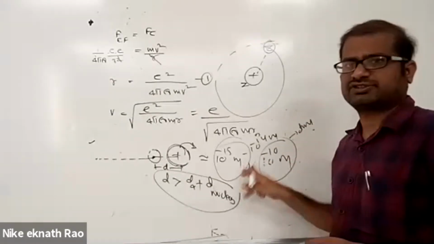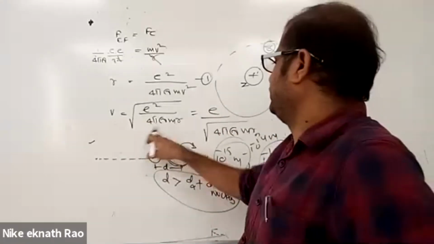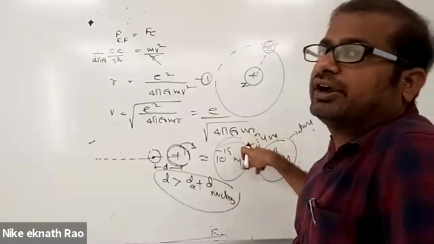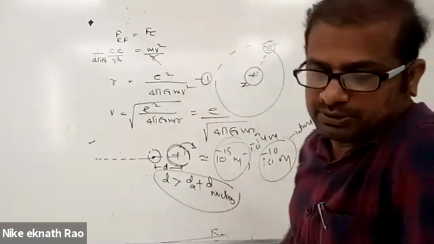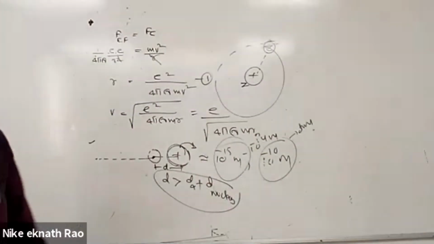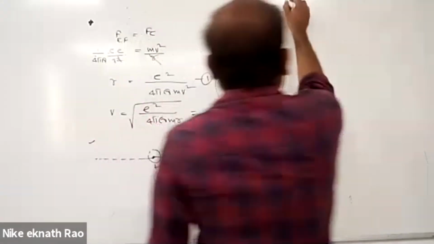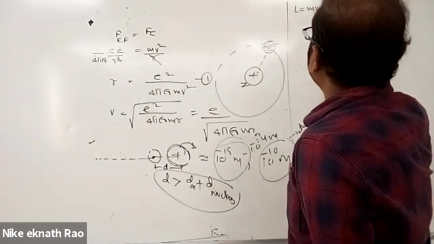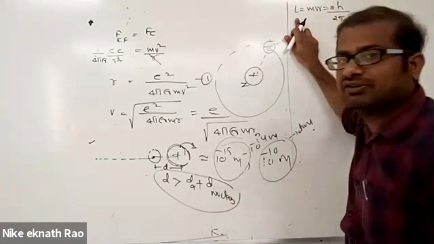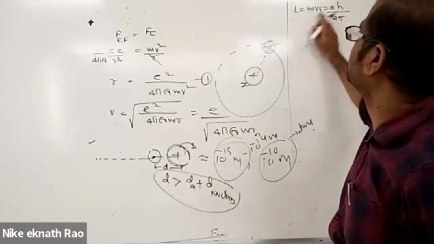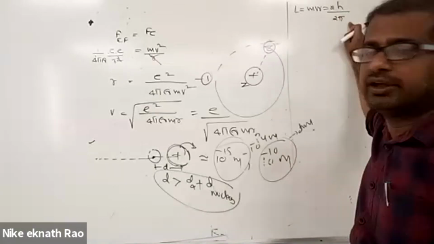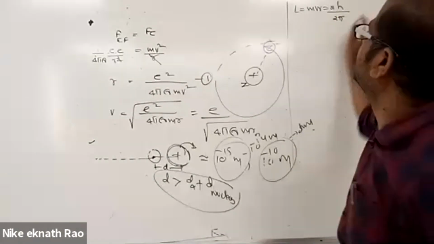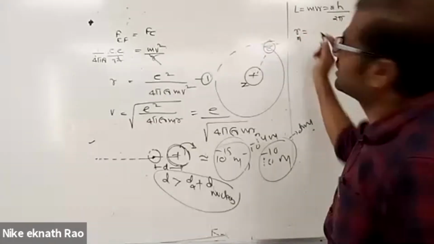This is nuclear size. Now velocity v is equal to e by root of 4 pi epsilon naught m into rn. This rn value you can find from the conservation of angular momentum principle, the second postulate of Bohr model. So L is equal to mvr is equal to nh by 2 pi. Such allowed energy levels exist for which the angular momentum is an integral multiple of h by 2 pi. n is equal to 1 first orbit, n is equal to 2 second, n is equal to 3 third, and so on. From this we get the value of rn, the radius of the nth orbit.